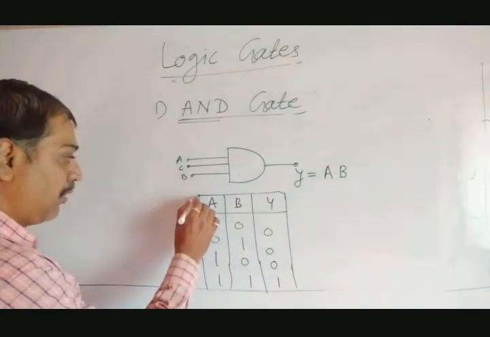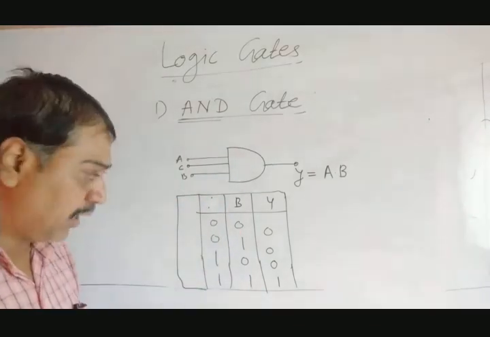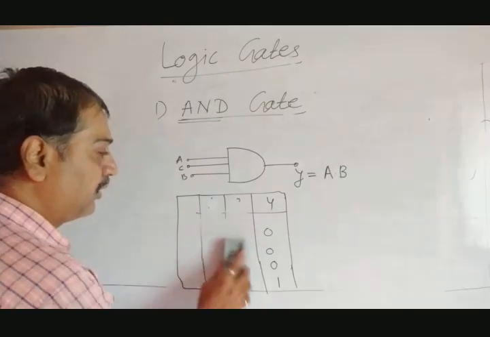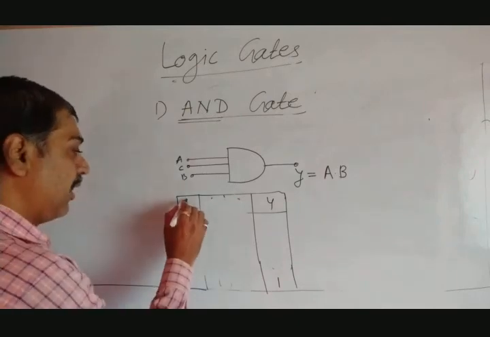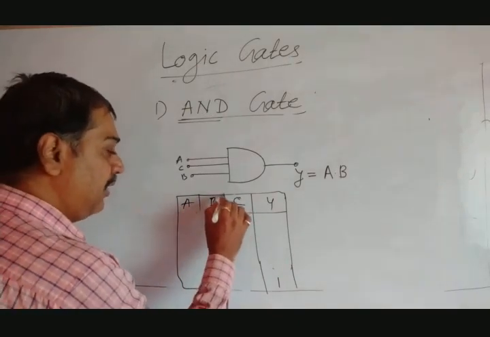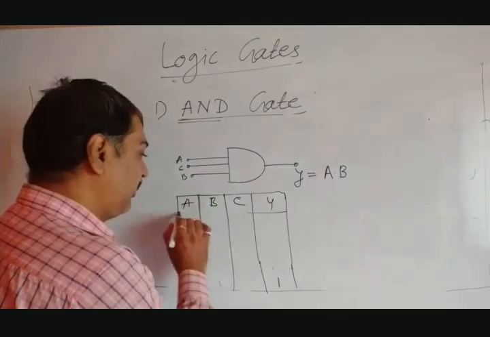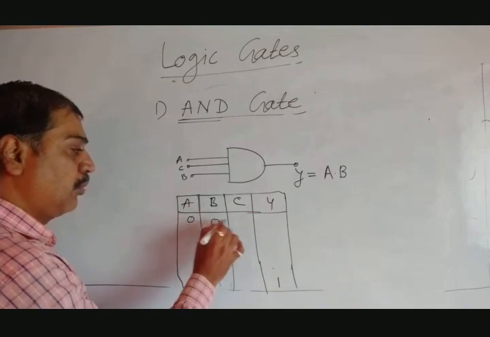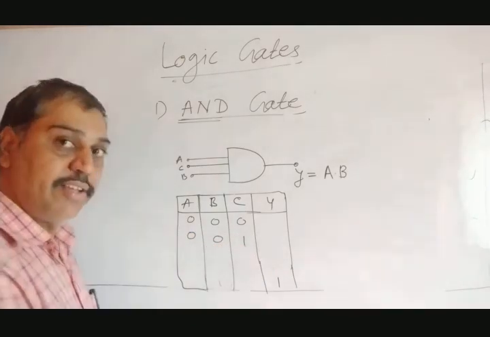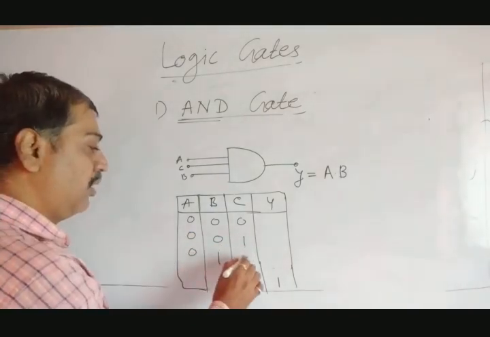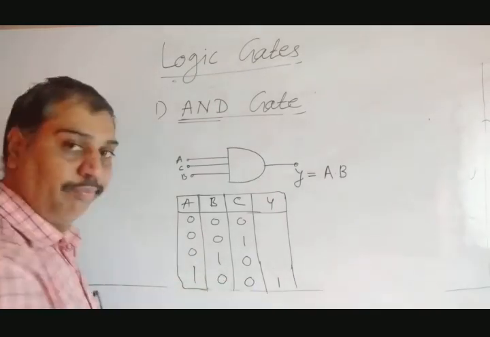So here we have to consider another column. I will just rub this part. It consists of a three-input gate, so we should consider three parameters here. What are the three parameters? The three inputs: first is A, then B, then C. What are the possible variations then? 0 0 0 first, 0 0 1 second, 0 1 0 third, 1 0 0 fourth.